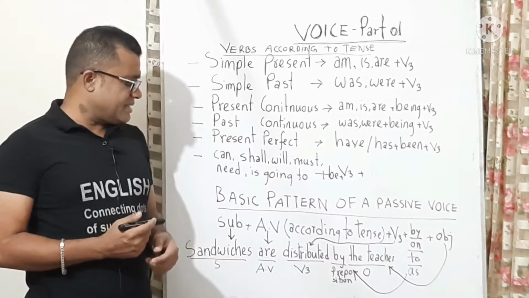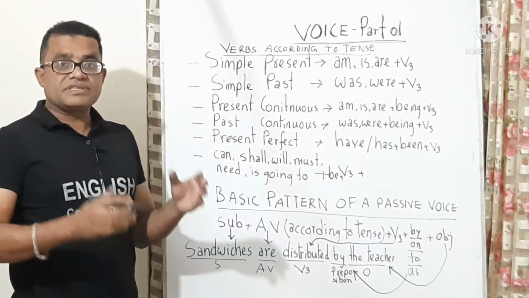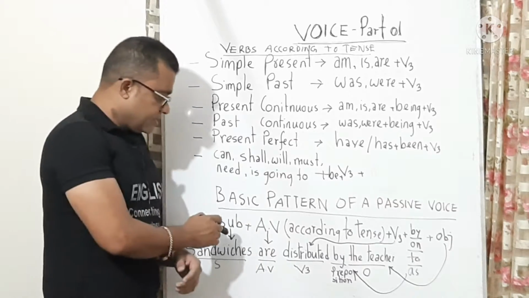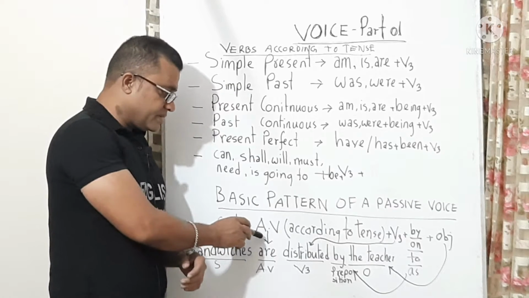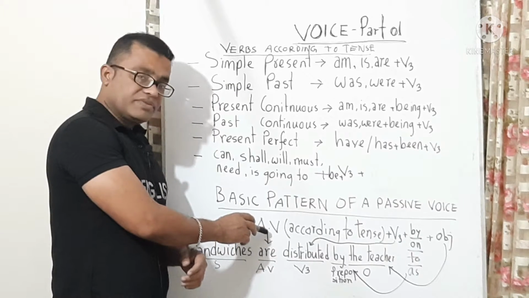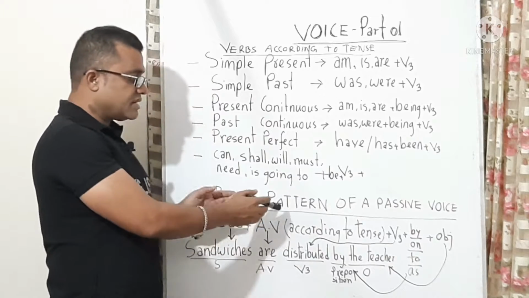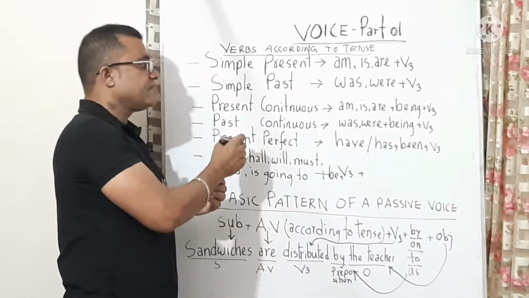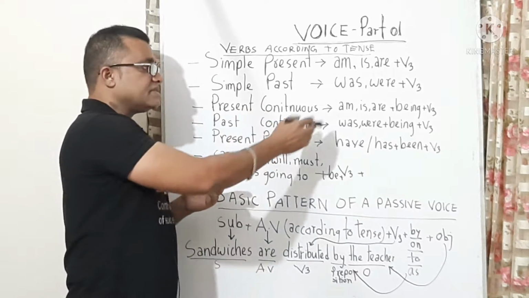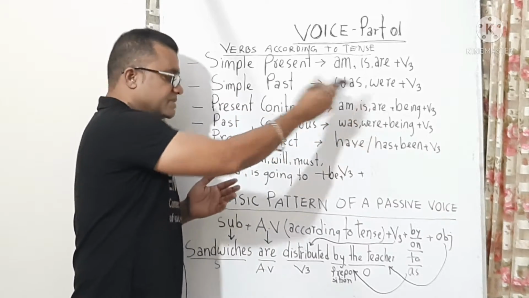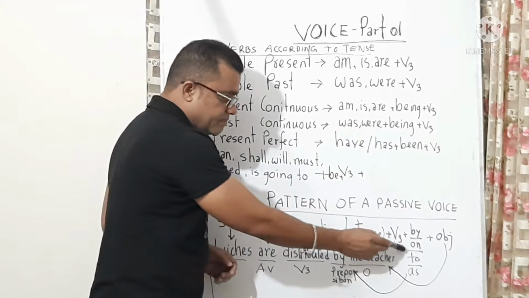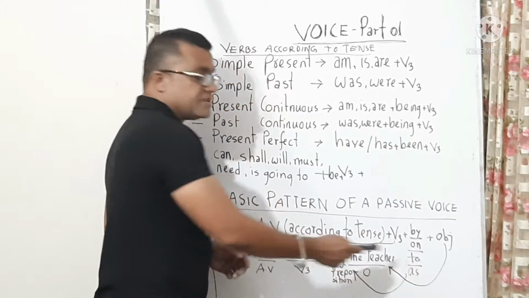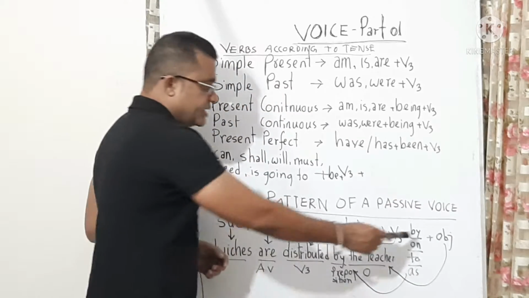Now let's talk about a basic pattern of a passive voice. First, the basic pattern, how a passive voice works. At first there will be a subject, then an auxiliary verb, and the auxiliary verb will depend on tense. If the sentence is simple present, it will take am, is, are. If the sentence is present continuous tense, it will take am, is, are plus being. Then the main verb will be V3, then a preposition by, on, to or as. Generally we see by, then object.